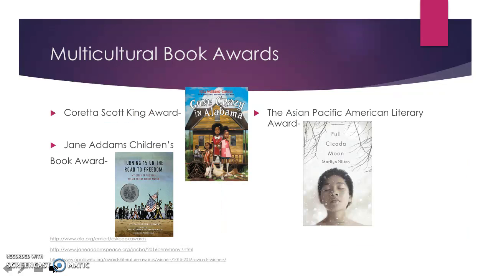Another way to identify multicultural books appropriate for your classroom is by the awards that they have earned. Examples of this include Gone Crazy in Alabama. Rita Williams Garcia has written a convincing, often humorous portrayal of three young sisters from Brooklyn spending the summer in the South. Another is Turning 15 on the Road to Freedom.